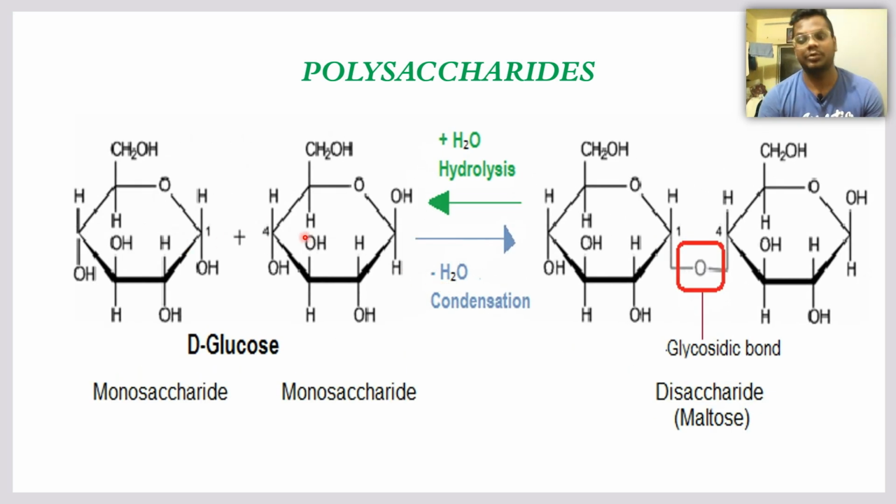Then the monomeric units are held together by glycosidic bonds. So if we have two monosaccharides and we do condensation, removing water between these two hydroxyl groups, we get a glycosidic bond between them. Now if we have two glucose molecules, we will get a disaccharide which is maltose, right? And if we keep on adding glucose one by one with glycosidic bonds, we will have a big polymer, right?